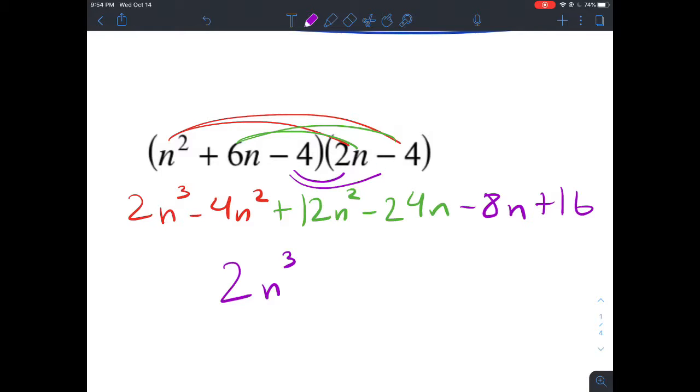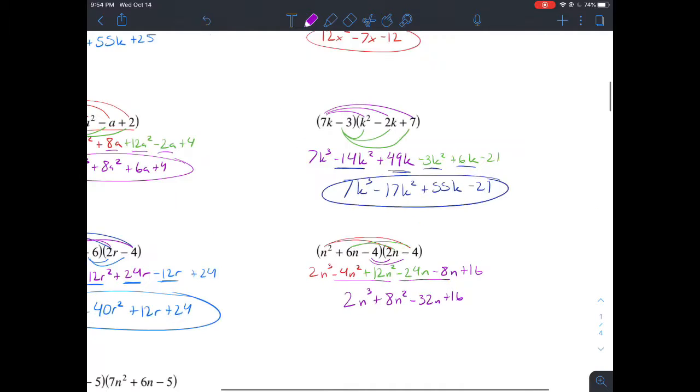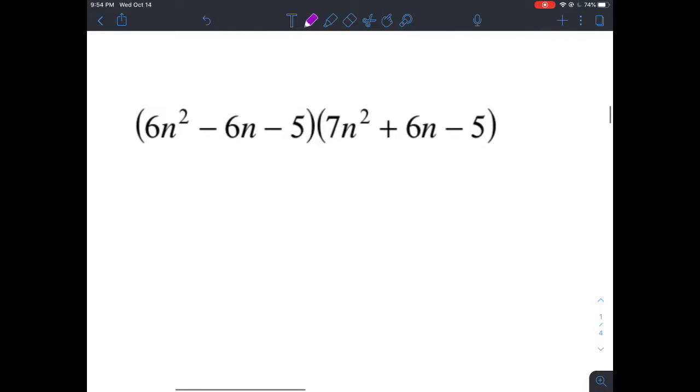And then we can go ahead and combine these two guys. So we get a plus 8n squared. We can combine these two guys, which gives us a negative 32n, and then a plus 16. All right. Now, this last one is a trinomial times a trinomial. So, like I said here, it's going to work just like the others.